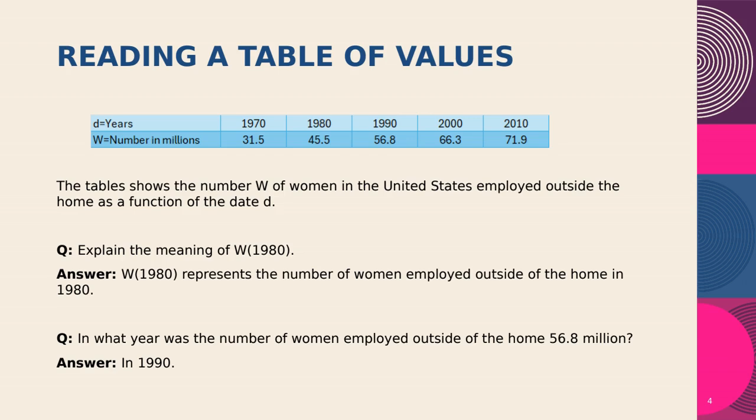Next question. In what year was the number of women employed outside of the home 56.8 million? So you have to look at the table. You have to look at the second row and find the number 56.8. And you see that this number happened in 1990.